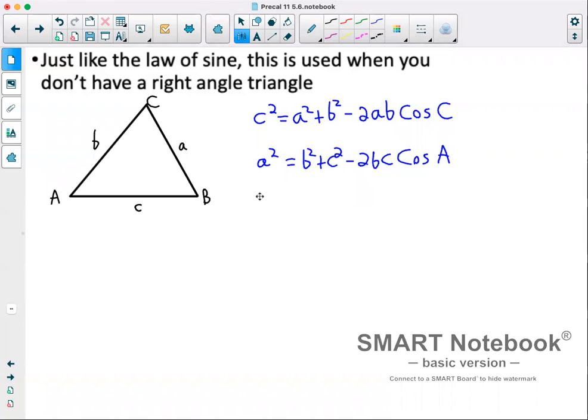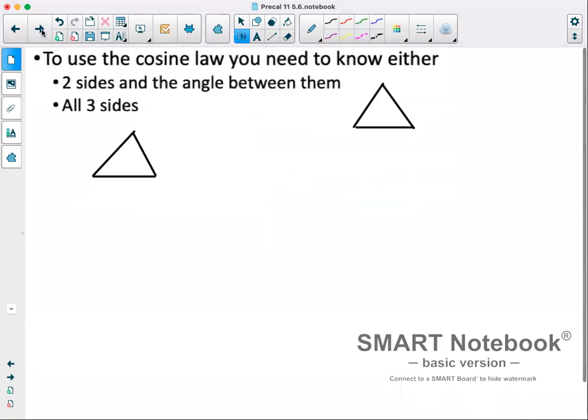So I could also solve for side B by going b squared is equal to a squared plus c squared minus 2ac cos of B. Now to use cosine law, we need to either know two sides and the angle between them. For example, if I knew this side and this angle, I could use it to solve for this side here. Alternatively, if we know all three sides, we could use it to solve for any angle in our triangle.